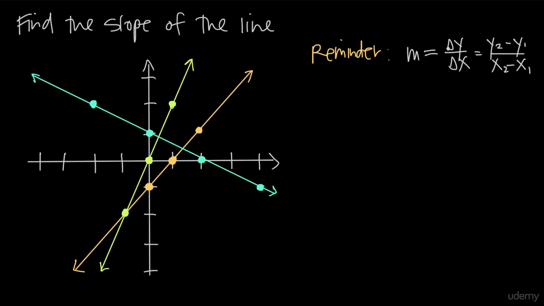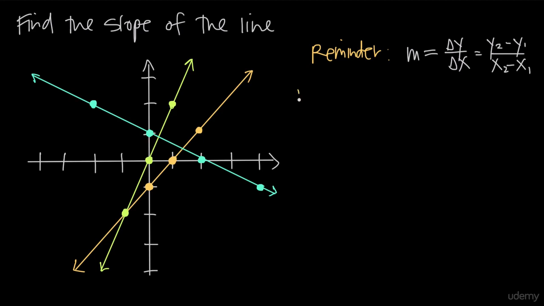This little triangle is called delta. It's the Greek letter delta, and it's what we use to describe change. So this just means change in y over change in x. How fast is y changing compared to how fast x is changing? Well, if we look at a couple of these lines, let's look at the orange line here. We can figure it out pretty easily.